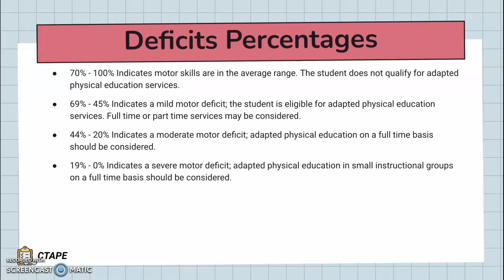The deficit percentages are indicated here. 70 to 100% indicates motor skills that are average. 69 to 45 indicates mild motor deficit. 44% to 20% indicates a moderate motor deficit. And 19% to 0 indicates severe motor deficit.